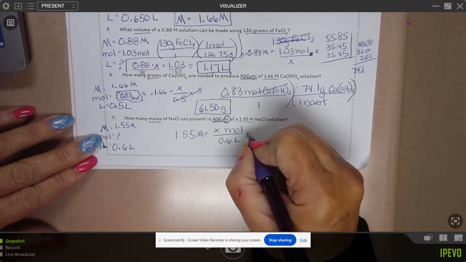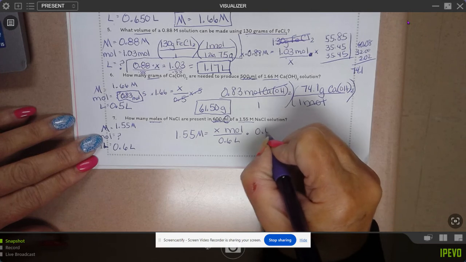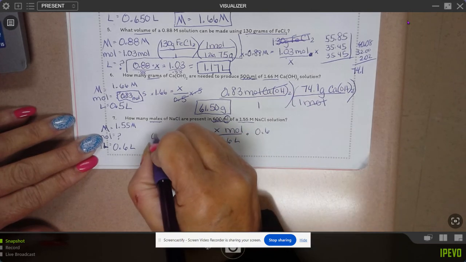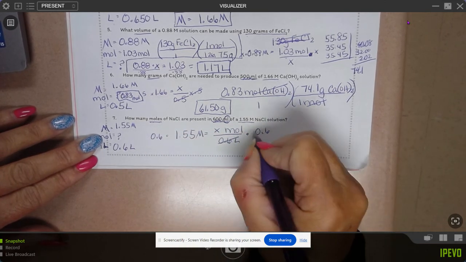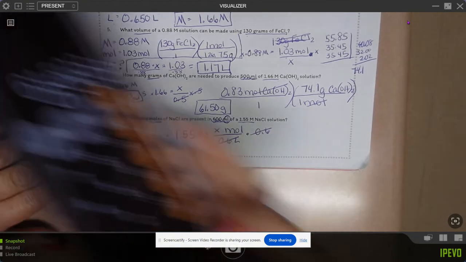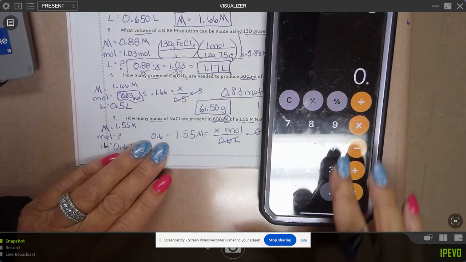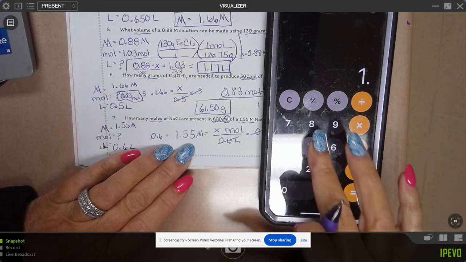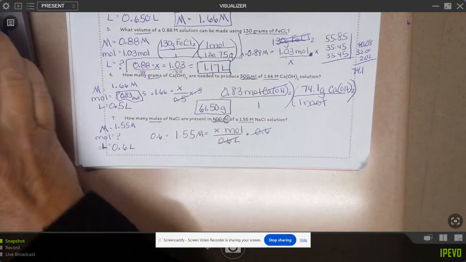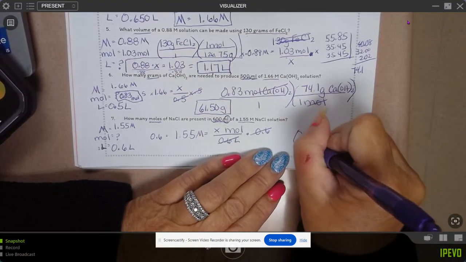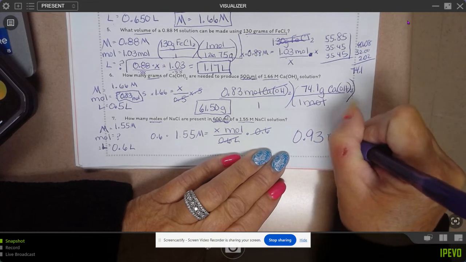If we multiply each side by 0.6, all right, we'll get our answer. So 0.6 times 1.55 is 0.93. So this tells me that I have 0.93 moles.